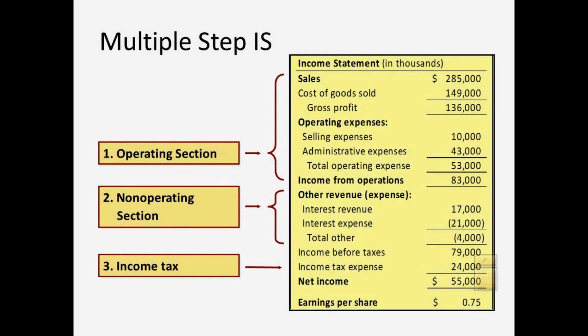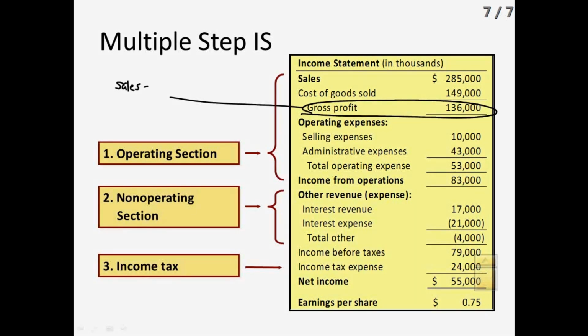Gross margin is right here. This is my income statement in a multi-step way. I start out and first record sales, and then I record the cost of goods sold, because those are the direct costs associated with the sale. And I come up with a number called gross profit, which is just sales minus cost of goods sold.